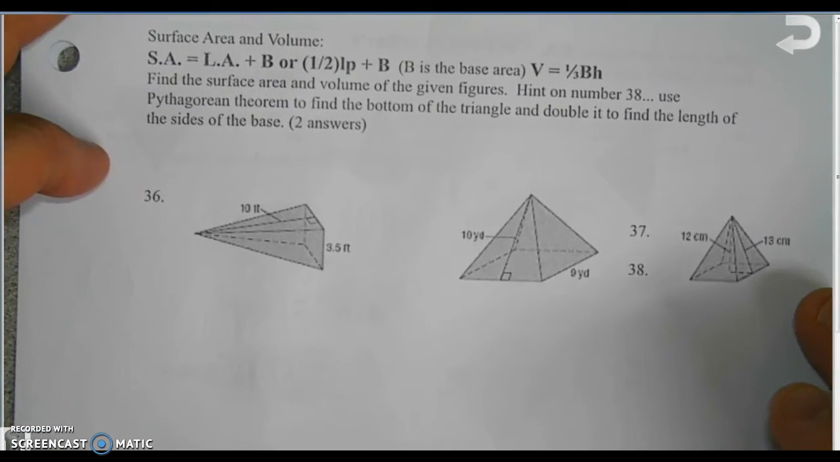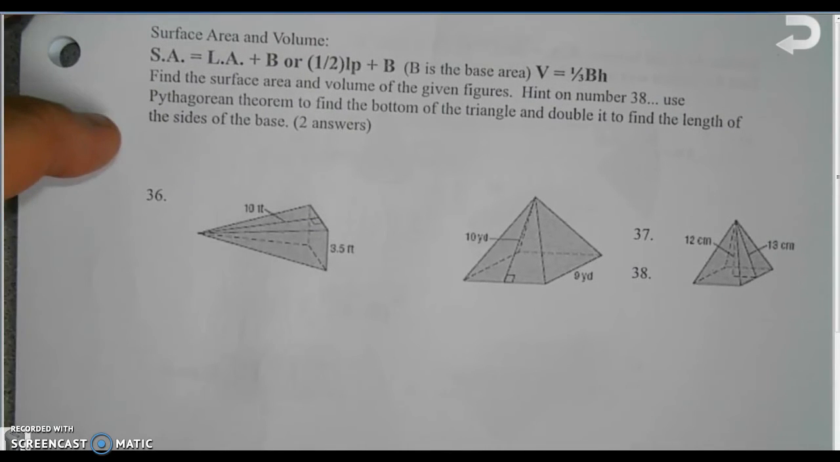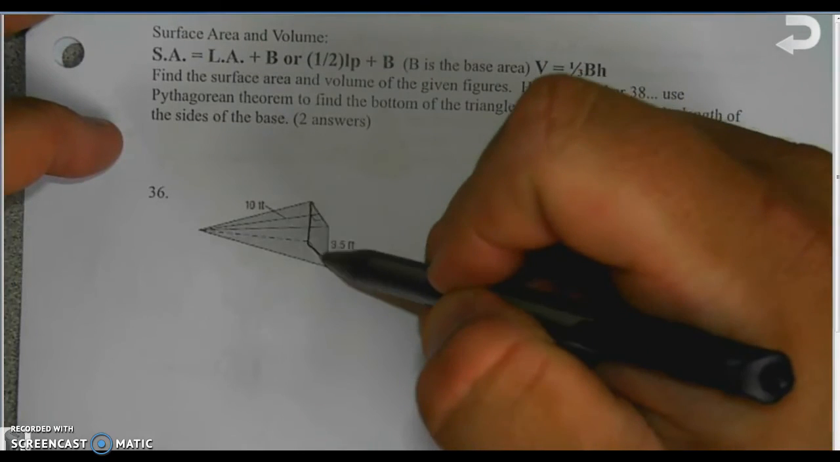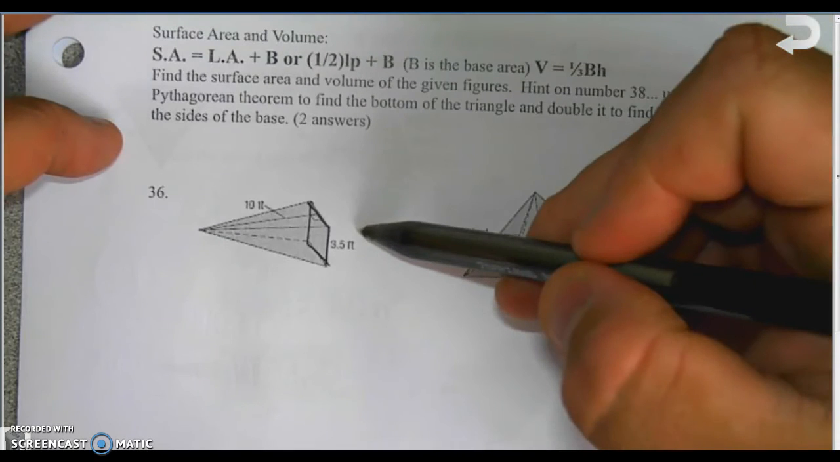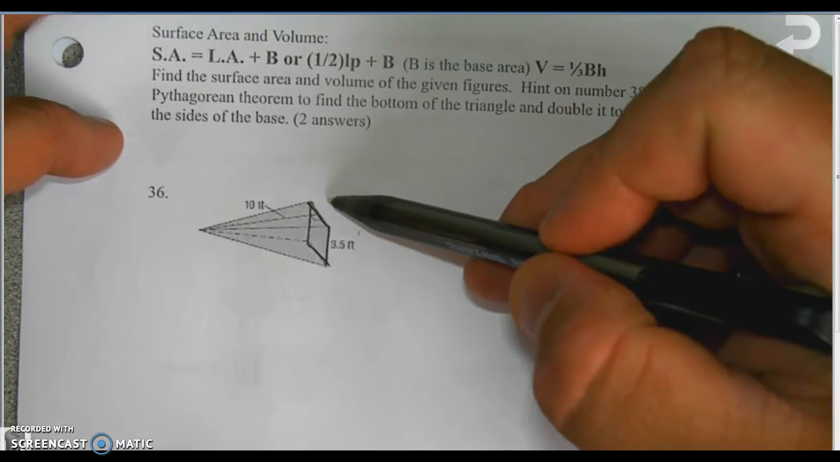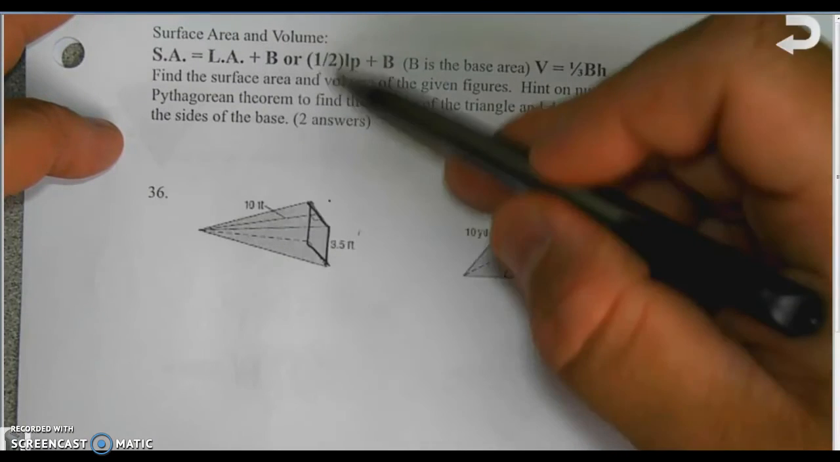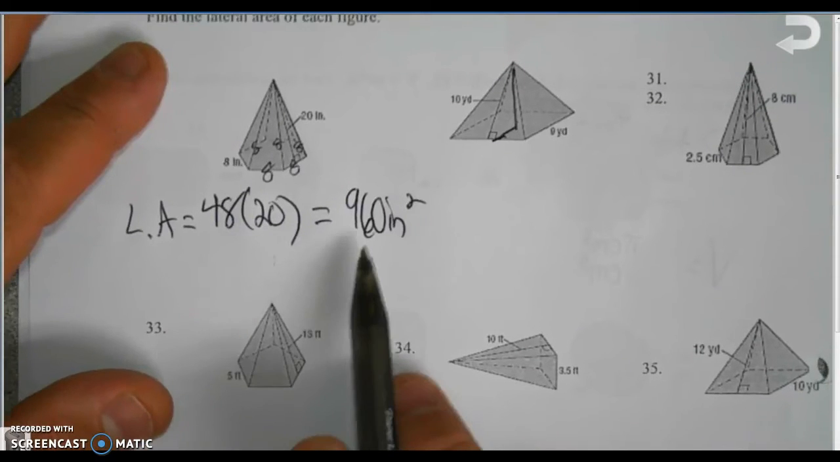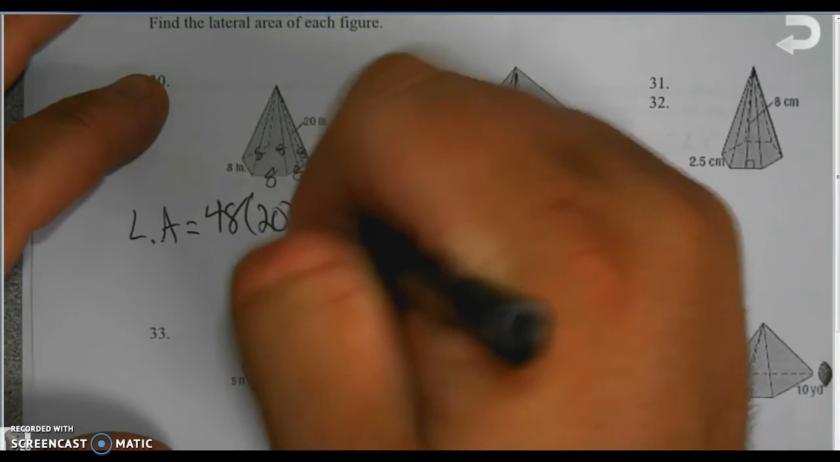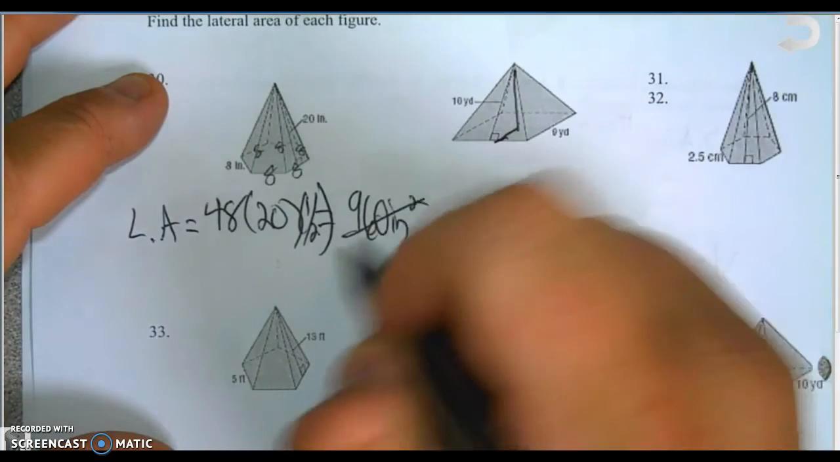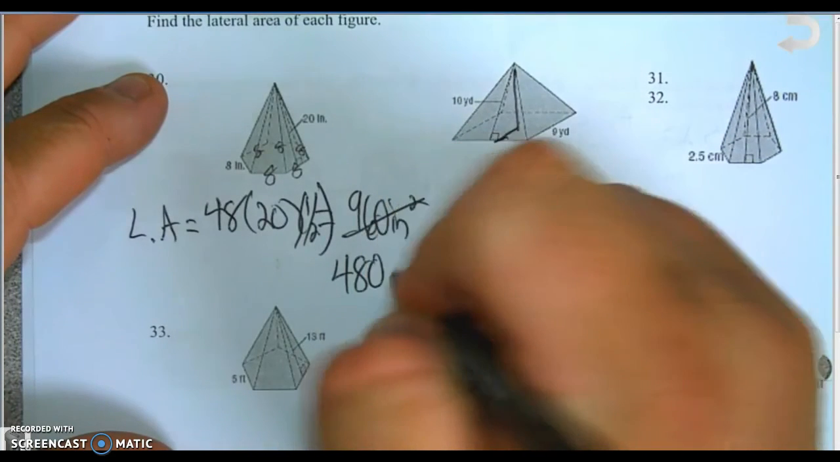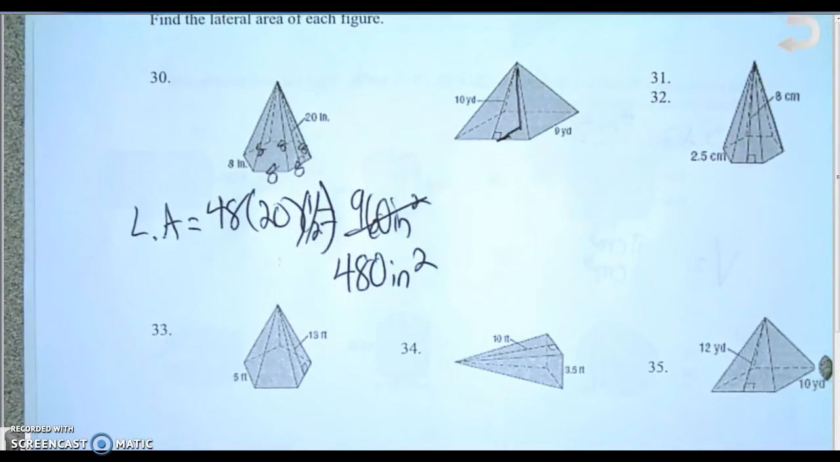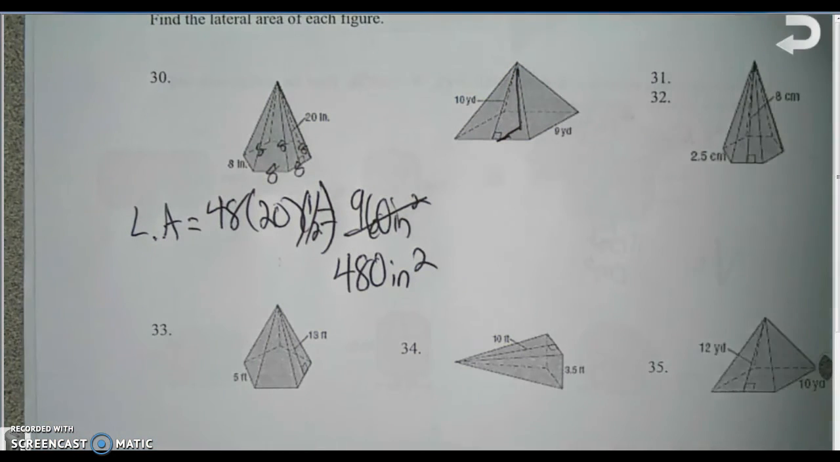For the surface area and volume, it's the same thing, but you also need to be able to find the base area, which the base of this one is the square. So you're going to do 3.5 times 3.5. So you're going to do half times L times P, and then add the base. Actually, I did screw this up. Over here, now that I think about it, it's supposed to be half, and I forgot to do that. So this is not 960. This is 480. It's supposed to be half. Hopefully you caught that when I did it wrong the first time.